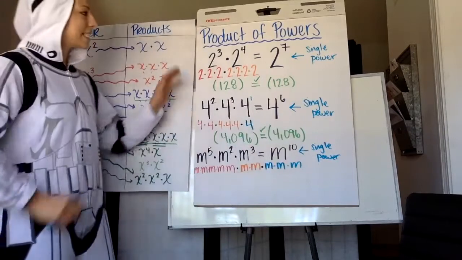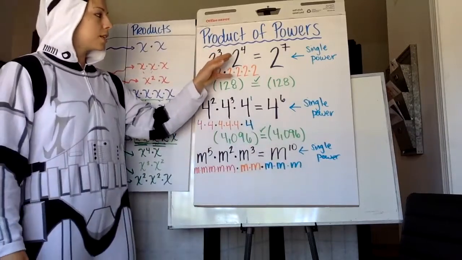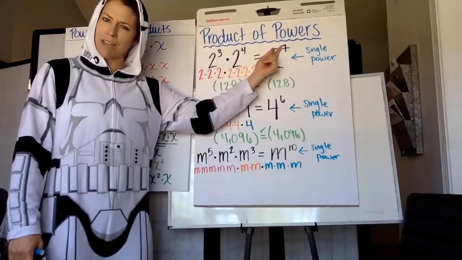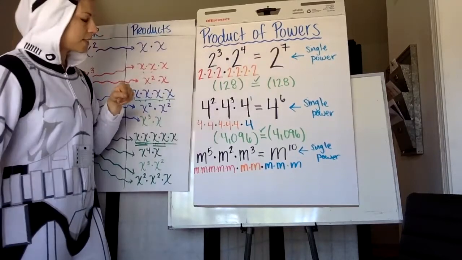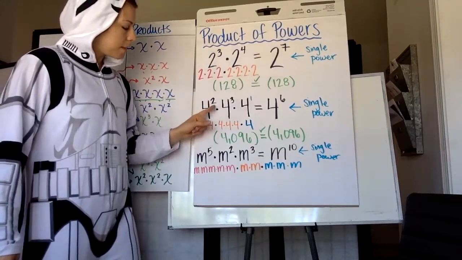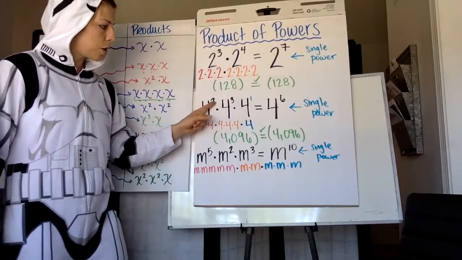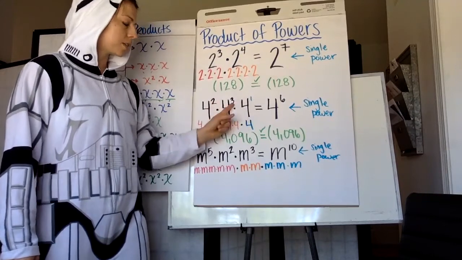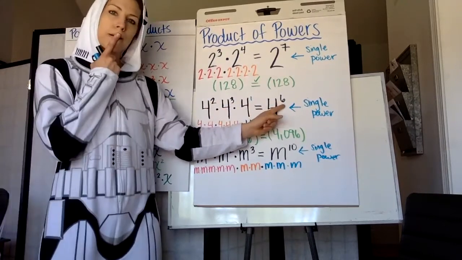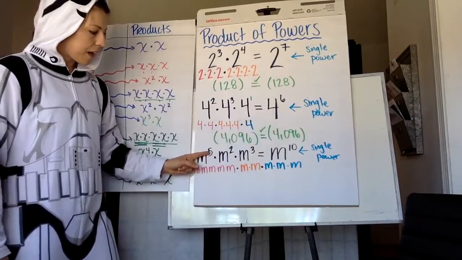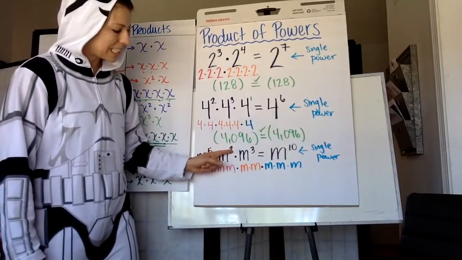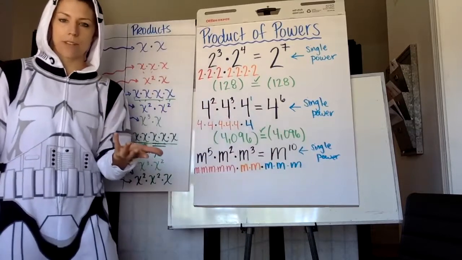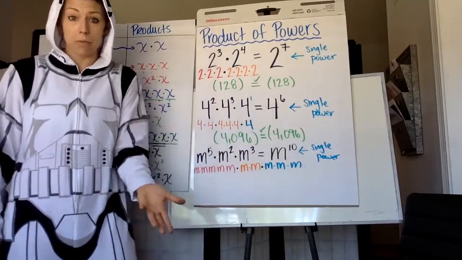Does that work? Well, let's see. 2 to the 3rd times 2 to the 4th. What's 3 plus 4? 7. Let's see if that made sense elsewhere. 4 squared times 4 to the 3rd times 4 to the 1st. 2 plus 3 plus that hidden 1. 2 plus 3 is 5 plus 1 is 6. What about here? 5 plus 2 is 7 plus 3 is 10. Oh my gosh, I think we just found a pattern, or a shortcut, really.